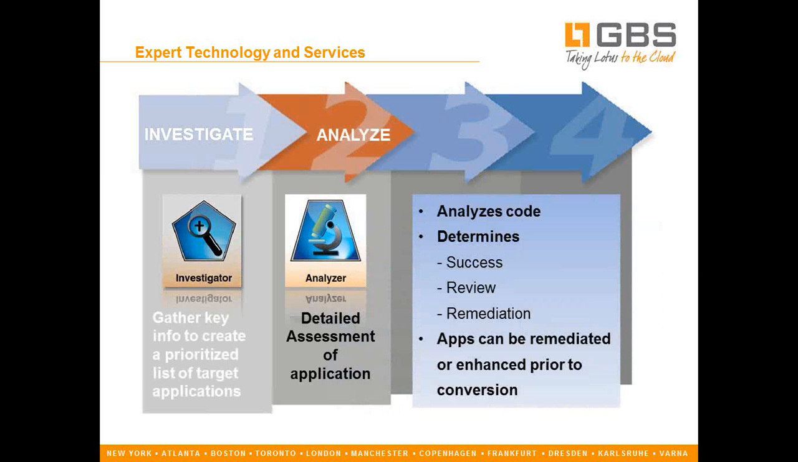Once we've built that initial list of applications, we then use the analyzer on those application templates. The analyzer analyzes the code within those application templates, on the list of applications that were determined through the investigator. The analyzer determines the success factor of automatic conversion of that application, so the percentage goal for automatic conversion via transformer. So the analyzer determines, can this application be 90% automatically converted?